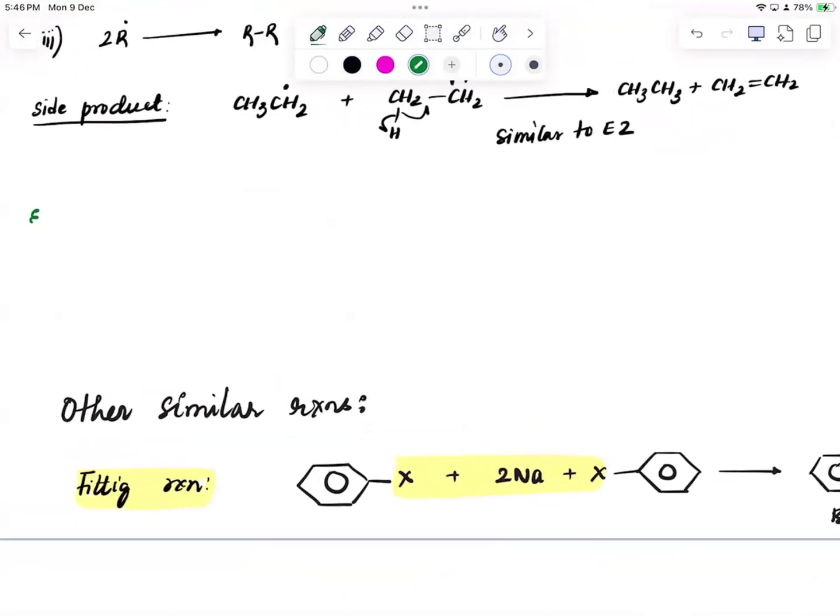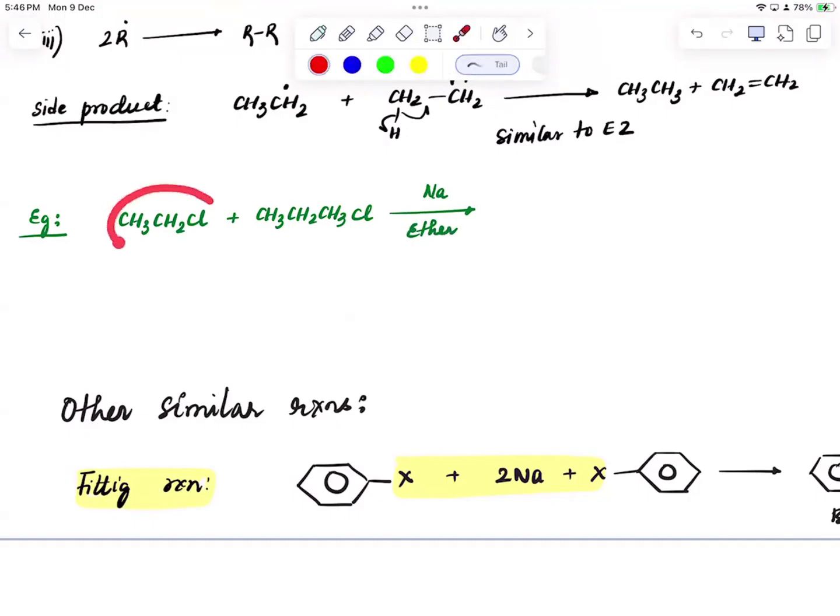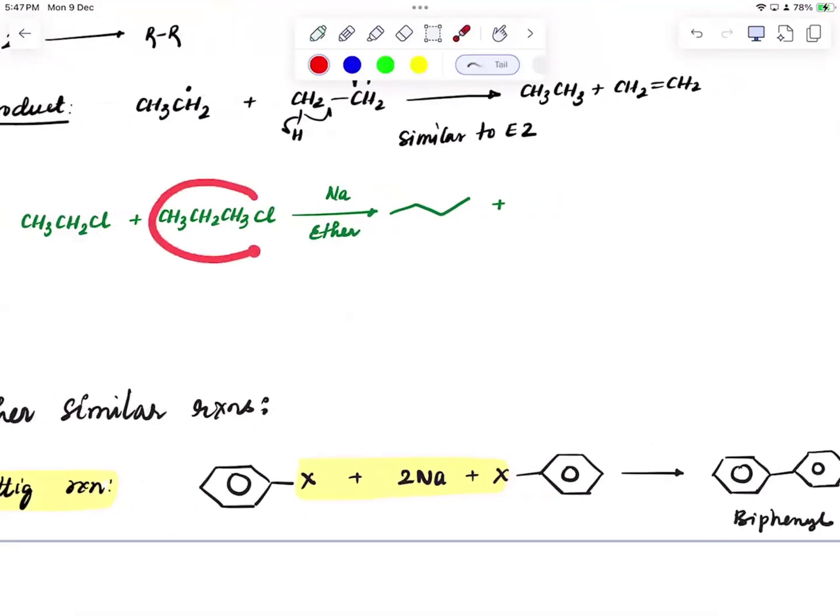Suppose I take this example where I have to figure out a mixed amount of products. I have been given CH3CH2Cl reacting with CH3CH2CH2Cl, and sodium and ether are given. What can I write, beta? I can make sure that this can undergo coupling of its own. That's how I can get butane. This can undergo coupling on its own, and that's how I can get hexane.